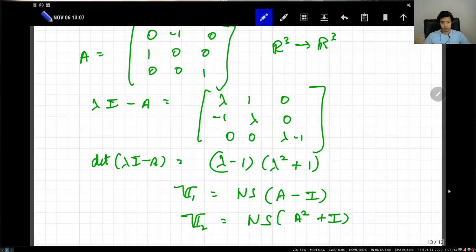So in the next lecture, we'll see a couple of small examples and maybe give a sketch of the proof of the primary decomposition theorem.